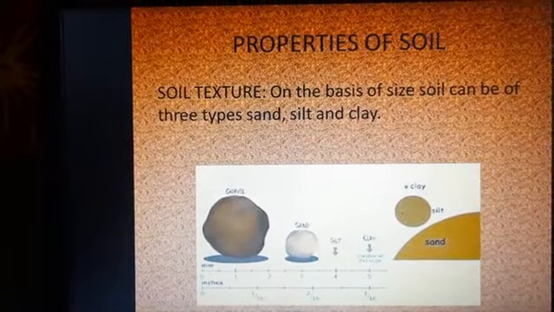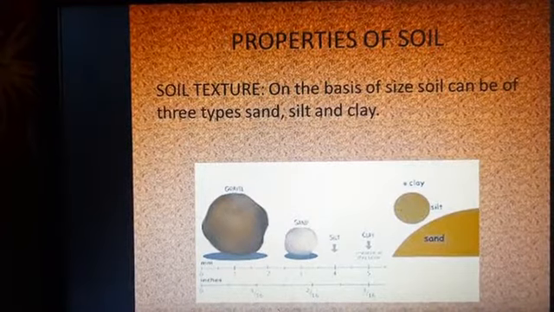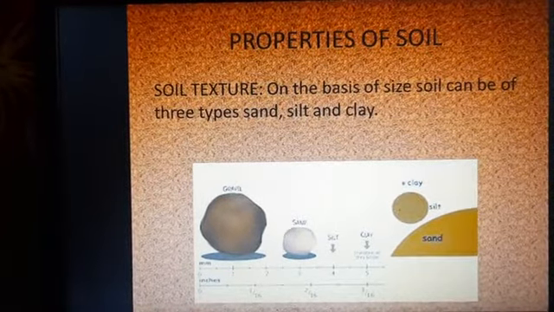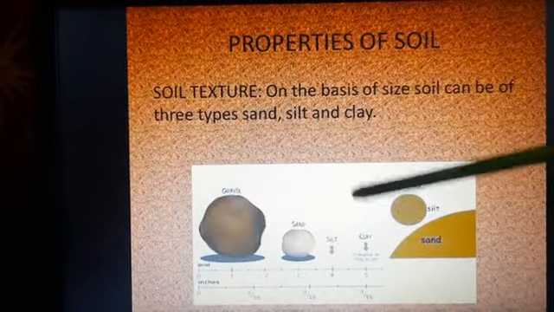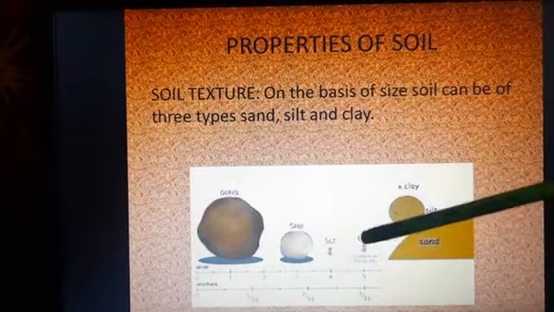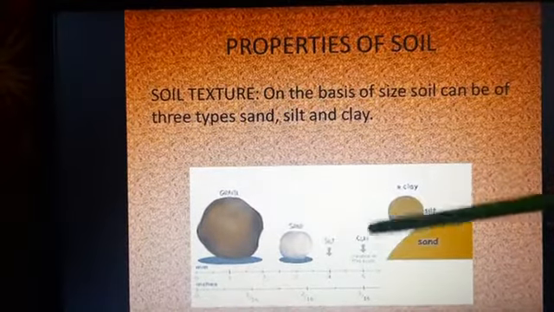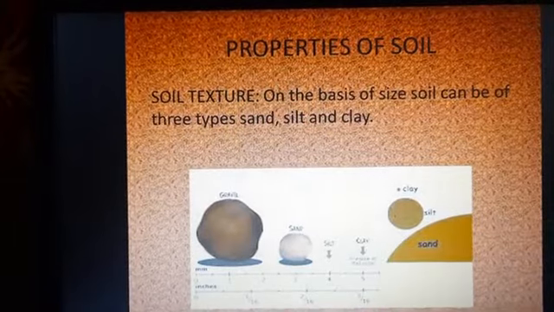So starting with the first property of the soil, which is soil texture. Actually, the soil can be of three types: sand, silt and clay on the basis of their particle size. Sand is having the bigger particle size and clay is having the smallest. In between these is silt. That means there can be three types of soil: sand, silt or clay.